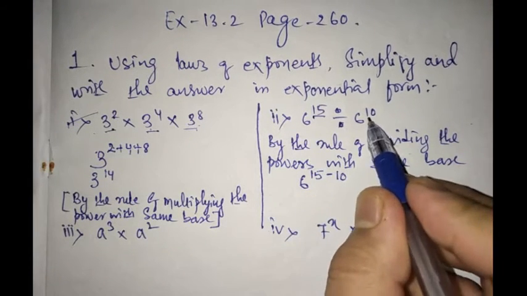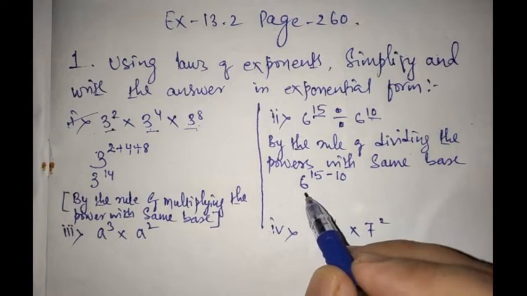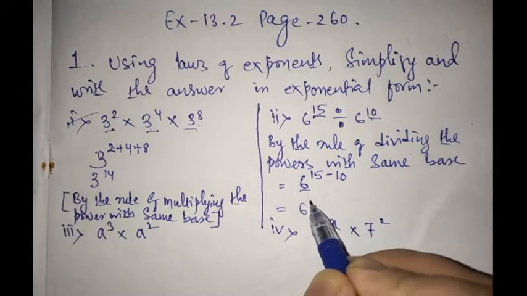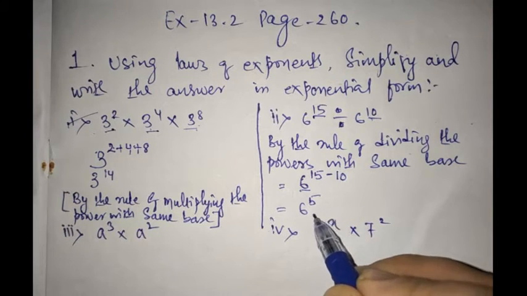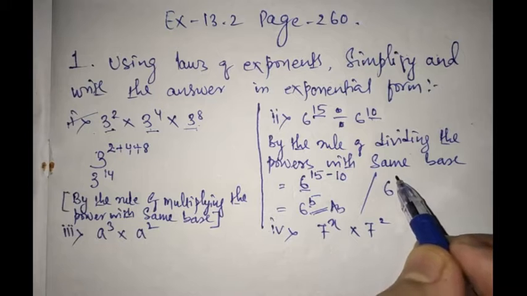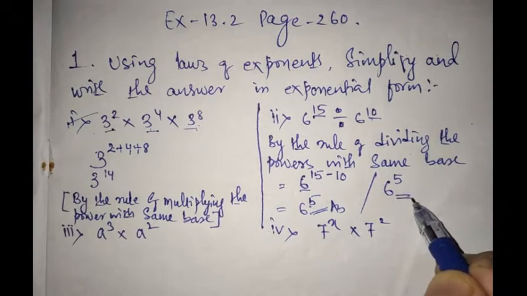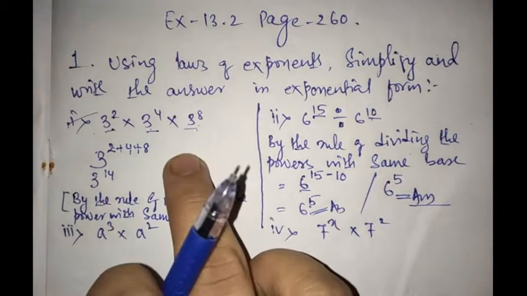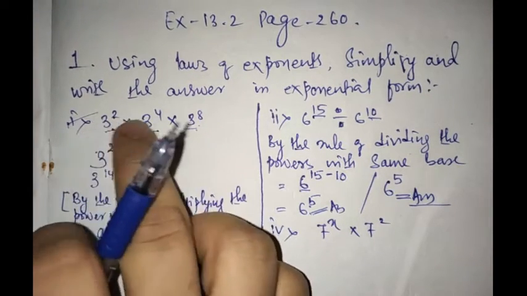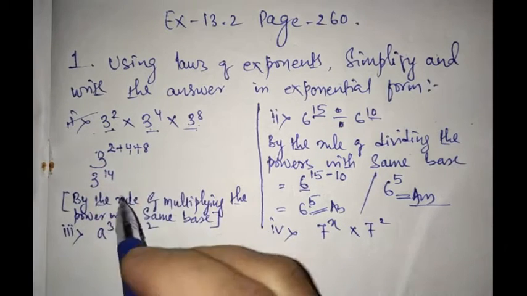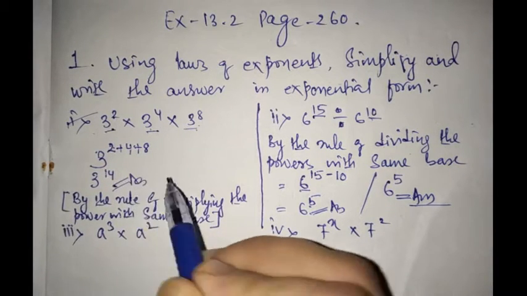This and this will get subtracted. You will write only one base, and above that 15 minus 10 will become, so 6 to the power 5. Alright, so if it is not clear, I am writing here the answer: 6 to the power 5 is the answer. Okay, I hope you have understood this. Whenever you have the rule of multiplication, if the same base is there, your power, your exponent, is going to get added, and you will write your answer in this exponential form.